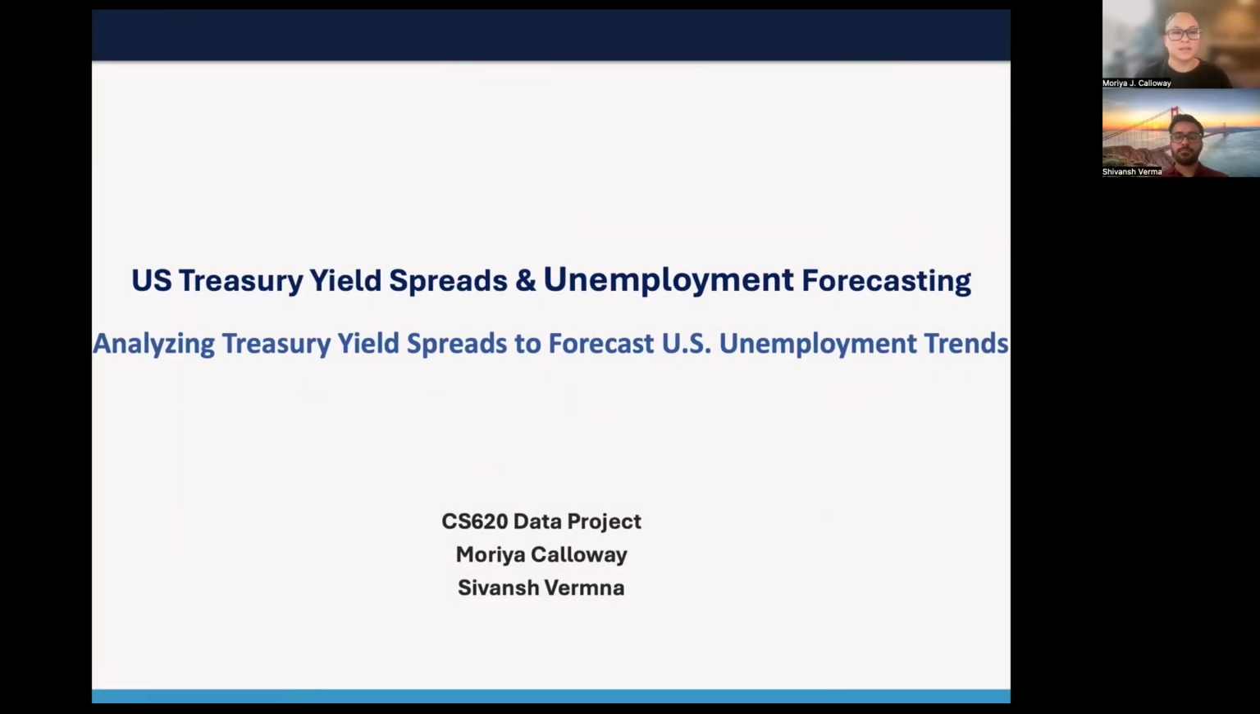Okay. So we did our project on the US Treasury yield spreads and unemployment forecasting. And we did this by analyzing the Treasury yield spreads to forecast US unemployment trends.